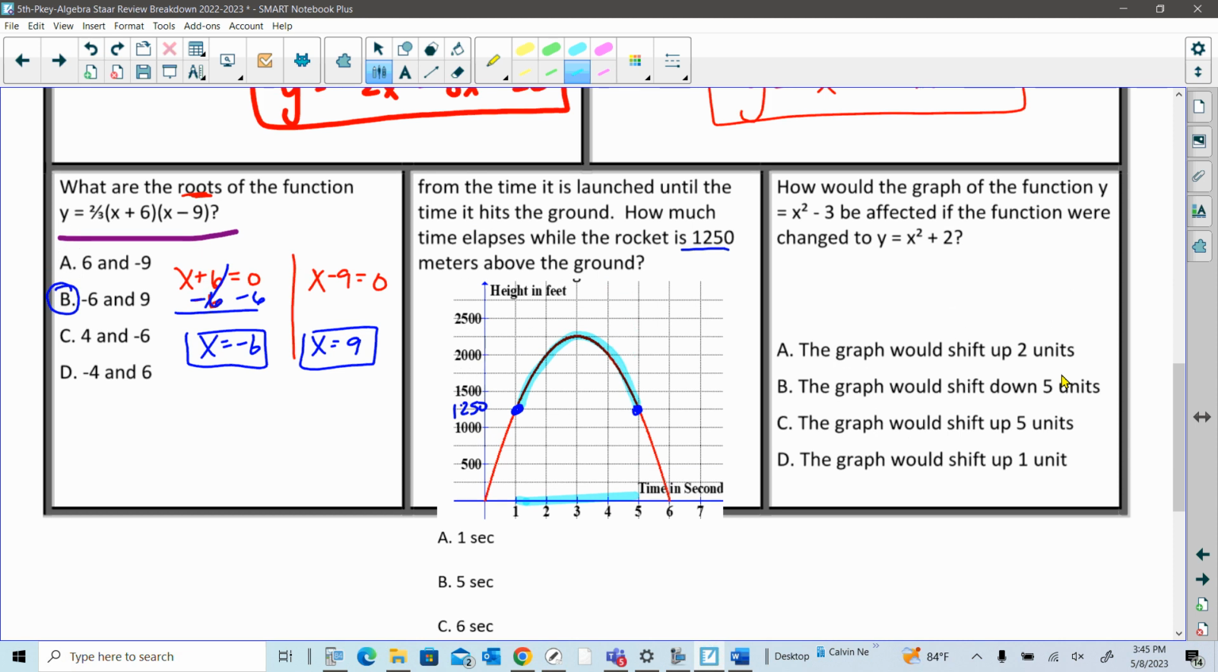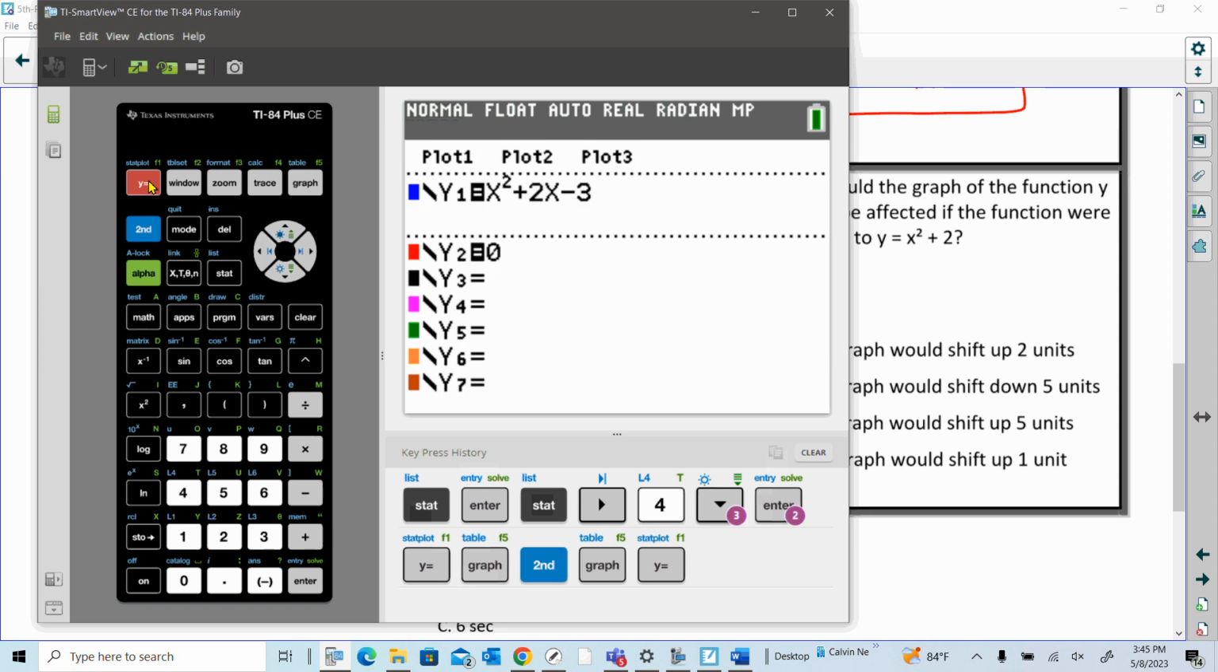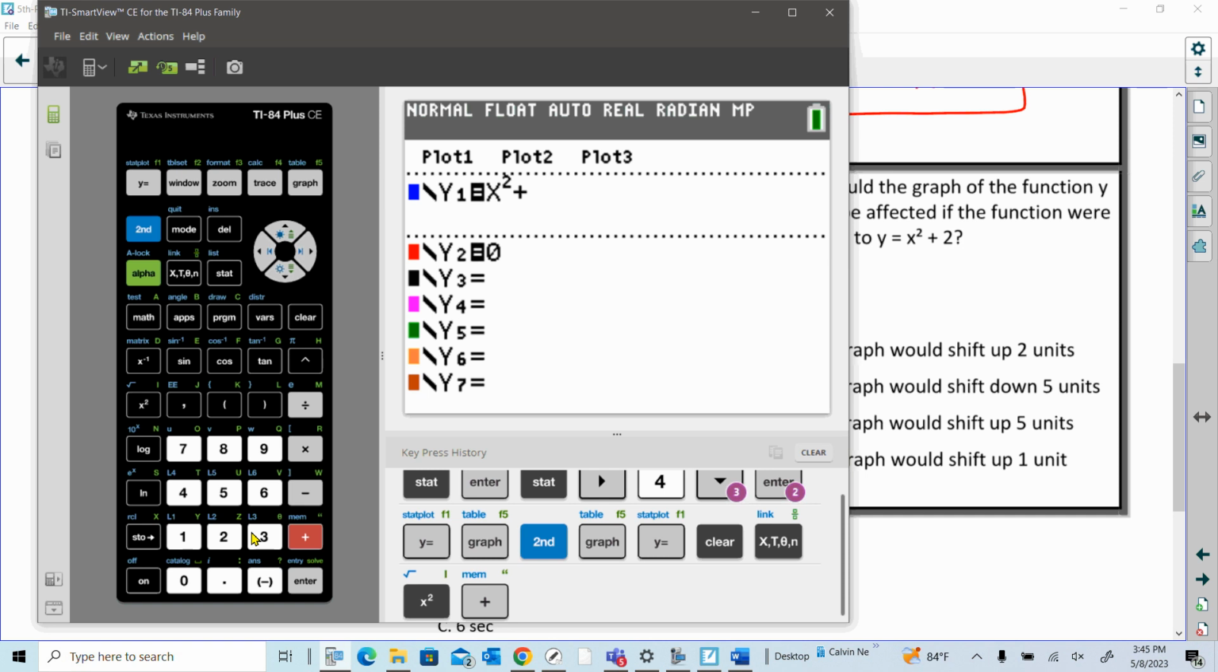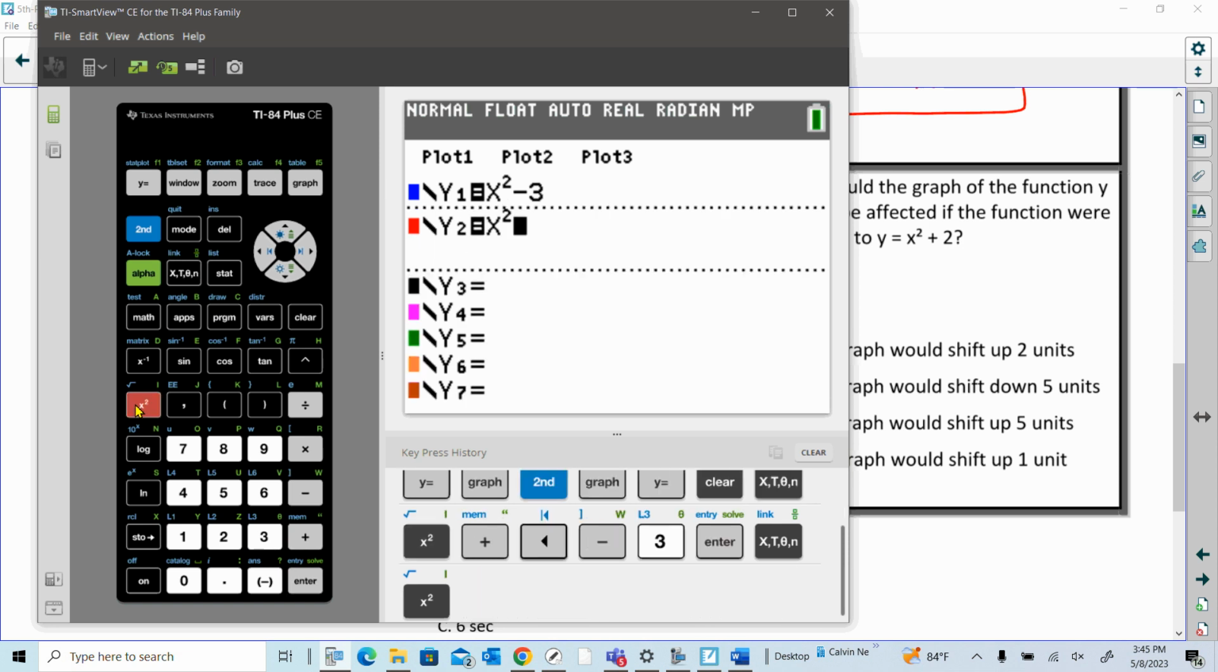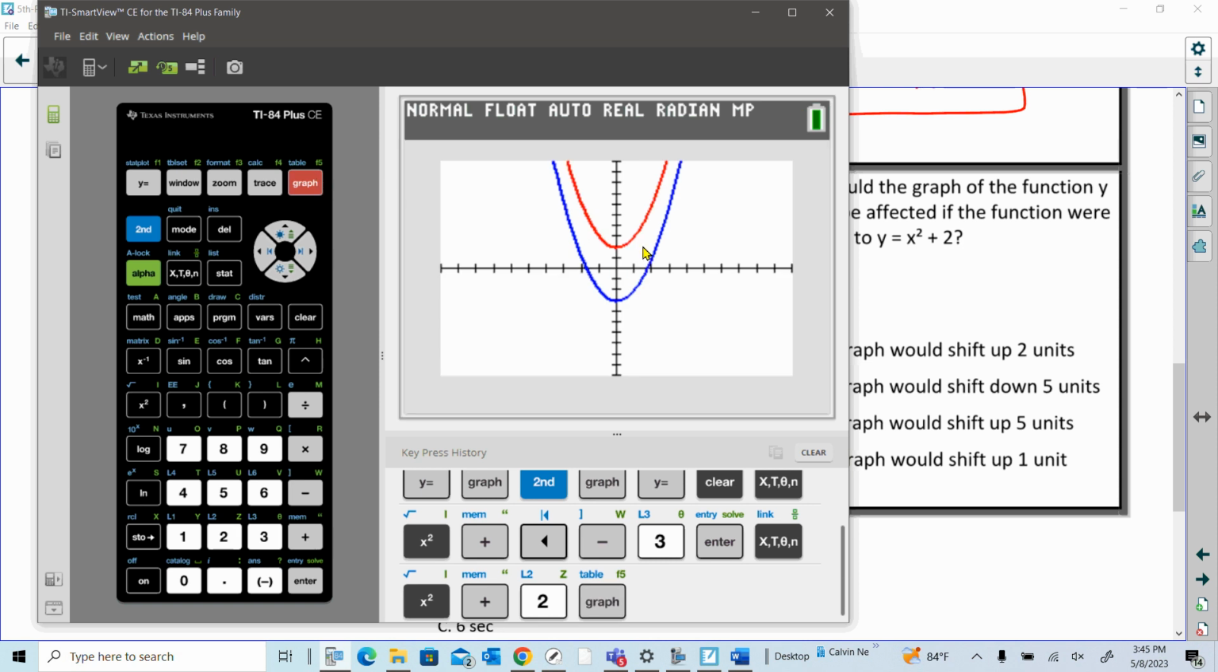And then here, how would the graph of the function y equals x squared minus 3 affect the function y equals x squared plus 2? So you could go back to your calculator and compare them. So you go to y equals here, I'm going to clear this out. We had x squared minus 3, sorry. Okay. And we're comparing that to x squared plus 2. We graph. And so my blue is the first equation, minus 3 right there, and then the red is my second equation. So how is it affected?